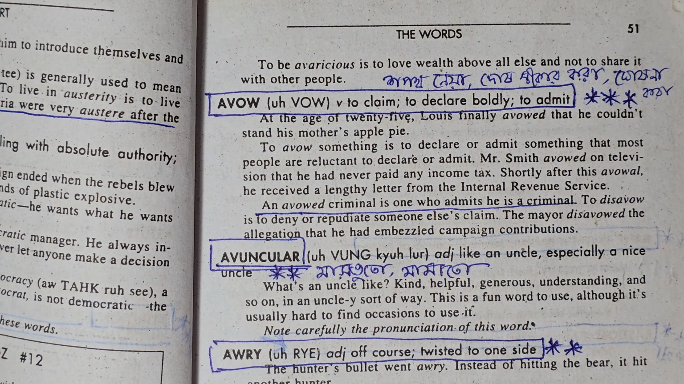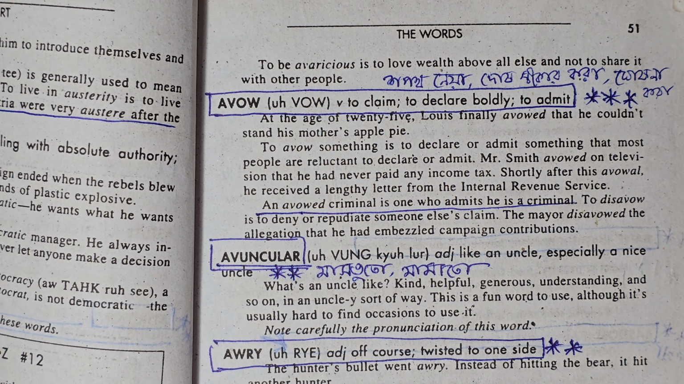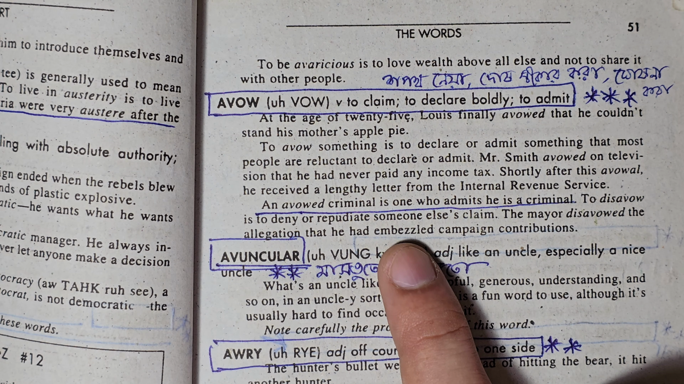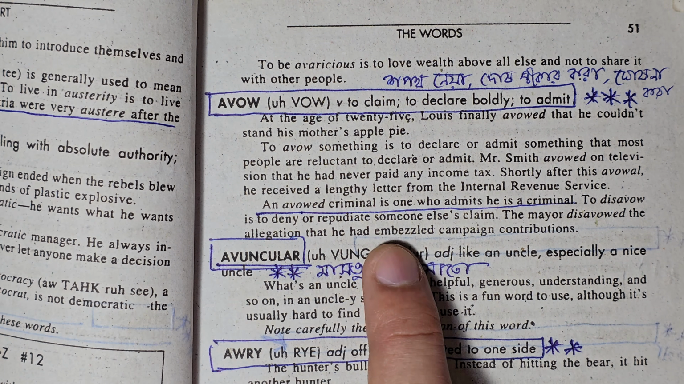All right, to disavow is to deny or repudiate someone else's claim. If you deny, so the opposite word of avow is disavow, right? The mayor disavowed the allegation that he had embezzled campaign contributions. So we have found another interesting word to learn, which is, you can see, embezzled.